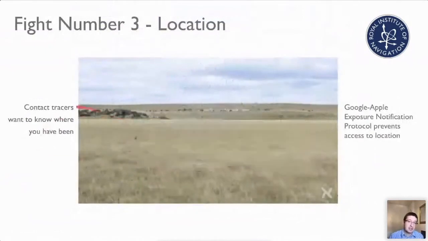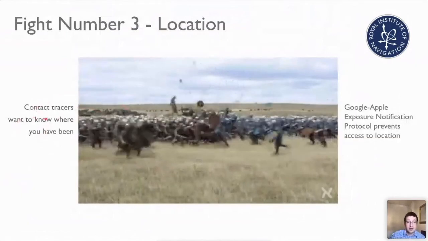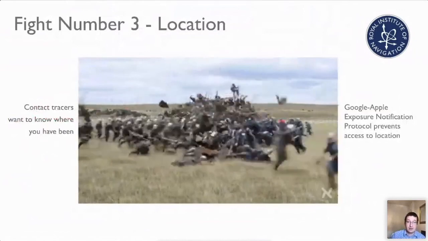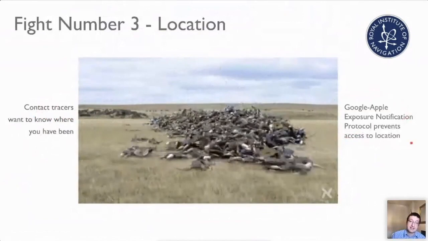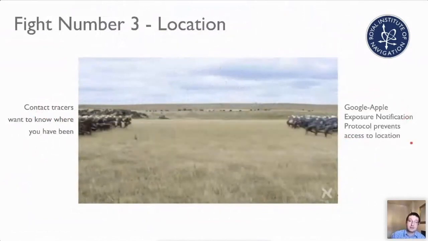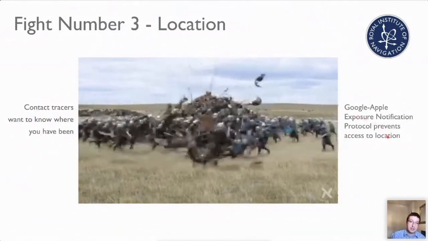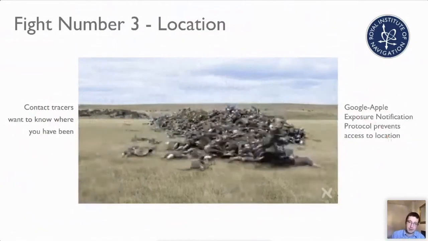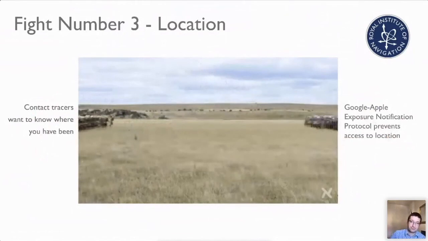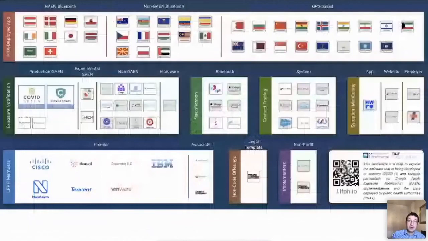The last fight I'll touch on is simply location. Fundamentally, as I mentioned at the beginning, contact tracers traditionally use knowledge of where you've been as part of their understanding as to whether other people have been exposed. The Google Apple Exposure Notification Protocol prevents access to location. You cannot build a contact tracing app with the new protocol that also stores location. Now, they've done this as part of a privacy drive. They're sort of forcing privacy to be part of their protocol to the extreme that they won't allow you to log location at all. And of course, that for some is simply not workable.